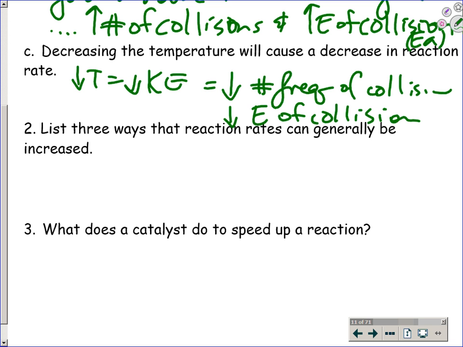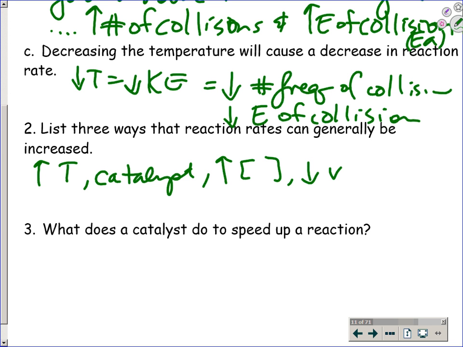Wesley's table, give me four. Ways to increase a reaction rate. Increase temperature. Somebody else? Add a catalyst. Okay. What else? Increase concentration. What else? Lower the volume of the vessel, so like the beaker being a large beaker or a small beaker. Okay, very good. What does a catalyst do to speed up the reaction?